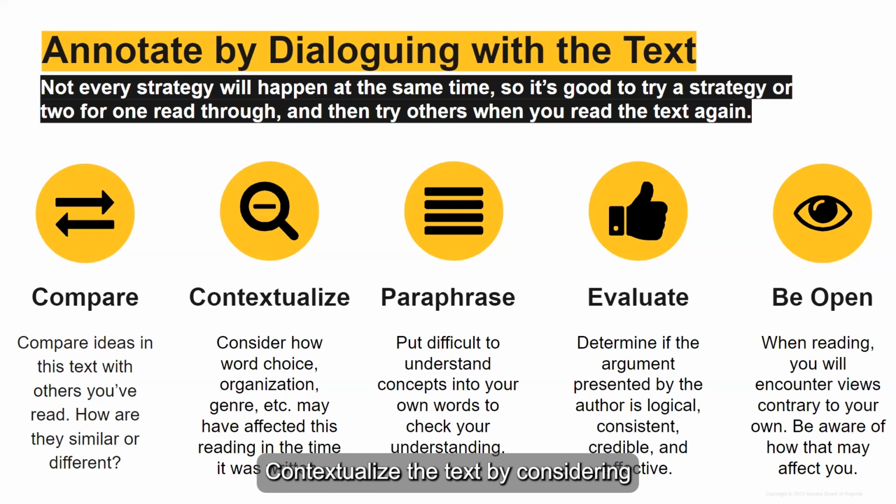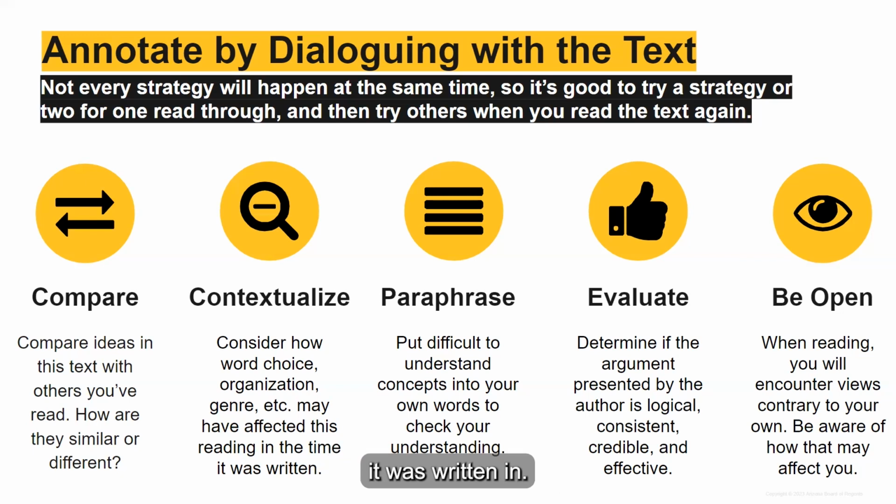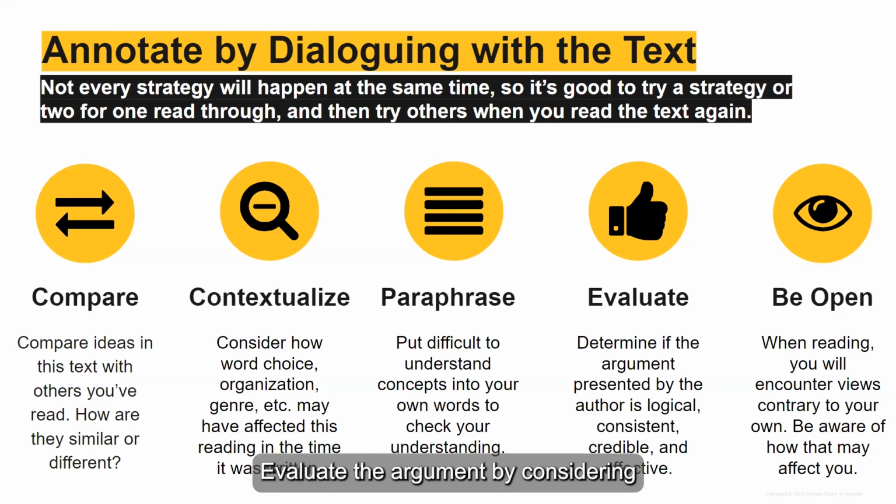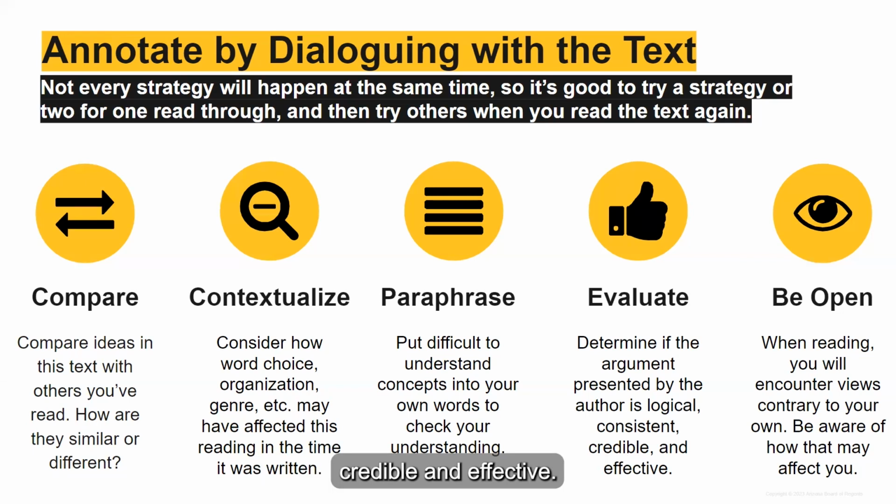Contextualize the text by considering how word choice, organization, genre, and others are affected by the time or location it was written in. Practice paraphrasing sections that may have been difficult to understand. This allows you to determine what you've understood from the reading. Evaluate the argument by considering if the points are logical, consistent, credible, and effective. Finally, be open-minded. When reading and thinking critically, you will encounter views that are contrary to your own. Be aware of that as you read and be open to considering these viewpoints.